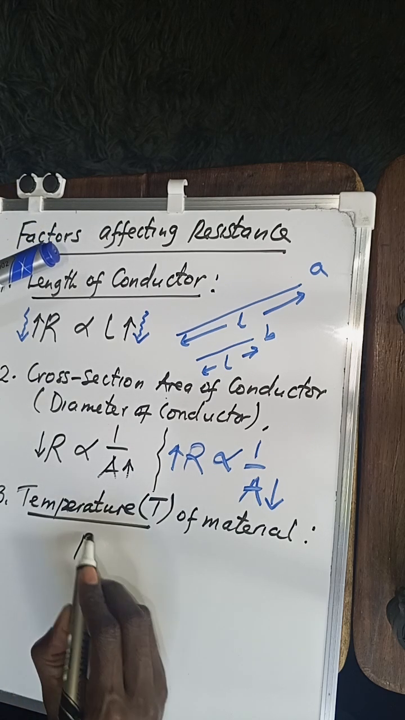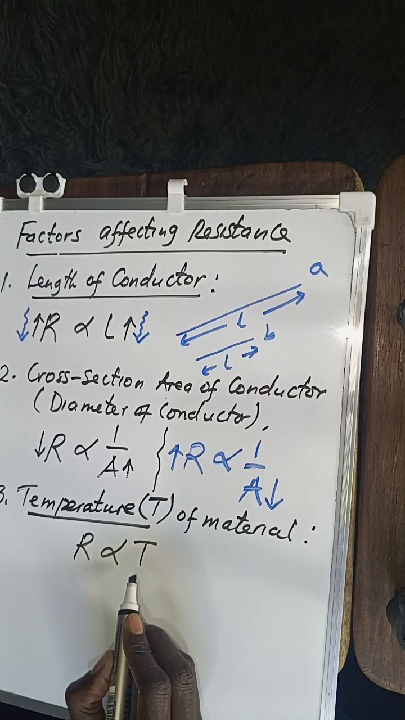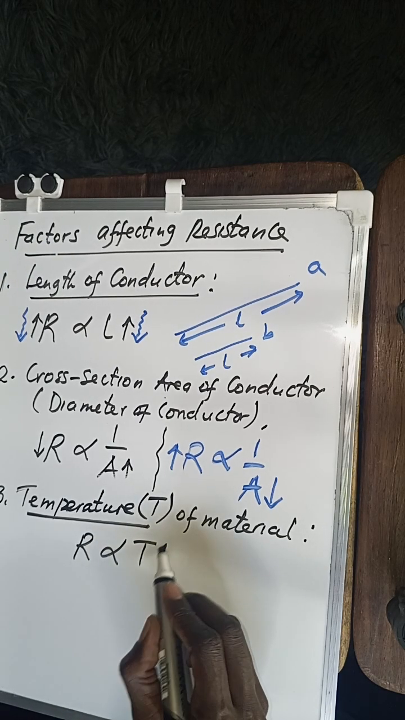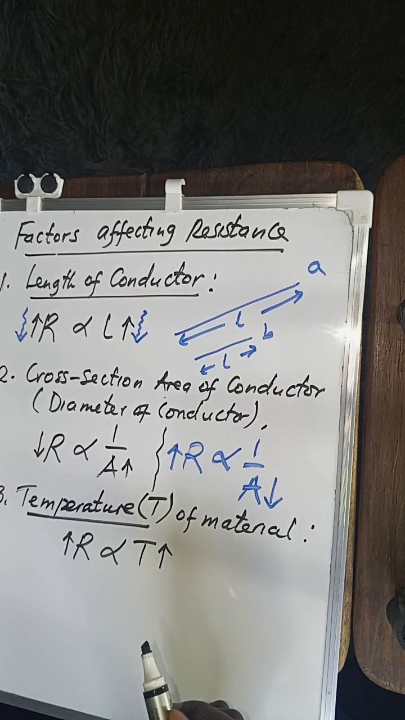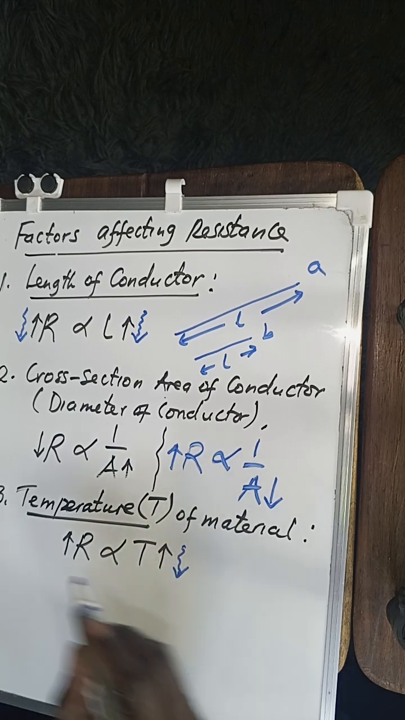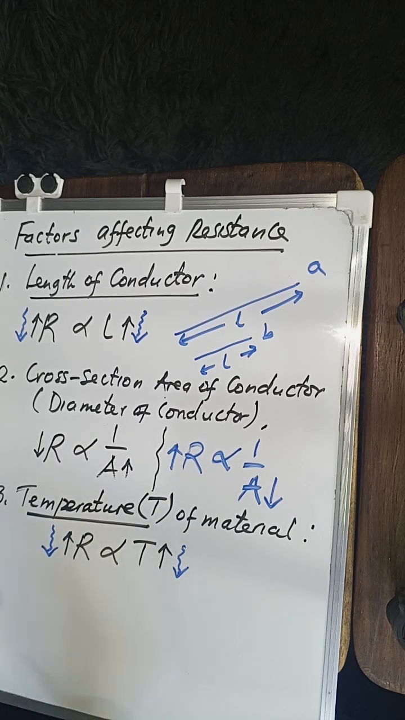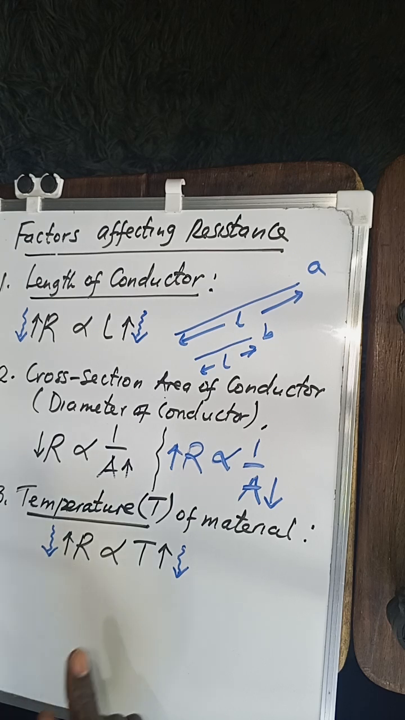So the resistance is directly proportional to the temperature, meaning again that if you increase the temperature of the material, you are increasing the resistance. And on the other hand, when you reduce the temperature, you are reducing the resistance. And that is why when we stated Ohm's law, we say constant temperature. Why? Because temperature affects resistance.